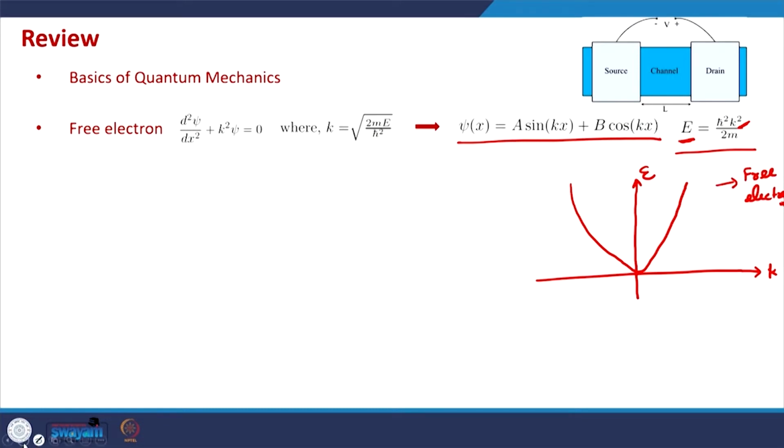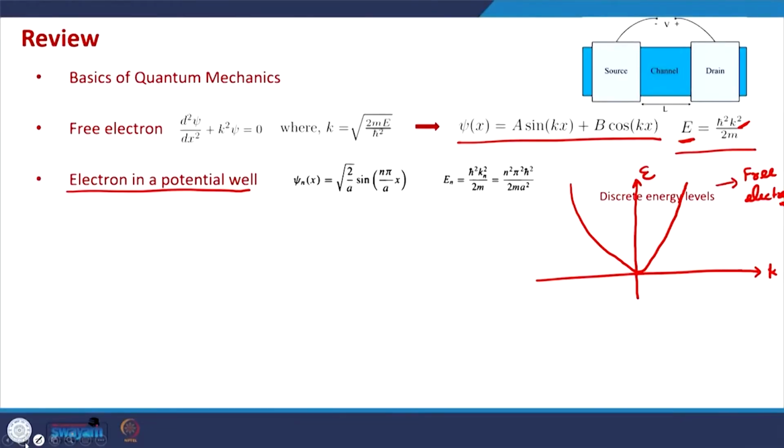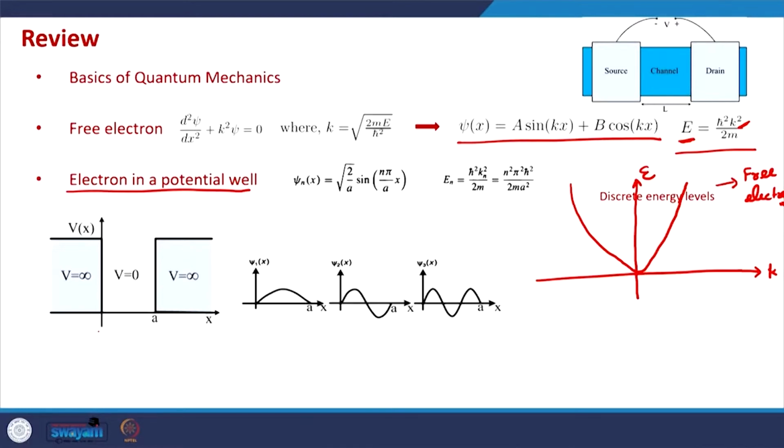Okay. After the free electron case, we tried to understand how the electron would behave when it is confined in a potential well. What do we mean by a potential well? A potential well has sort of potential boundaries. Between those boundaries the potential is 0, and beyond those boundaries, the potential is infinite. So, what it means is that the electron is now confined between 2 points or 2 boundaries by a potential.